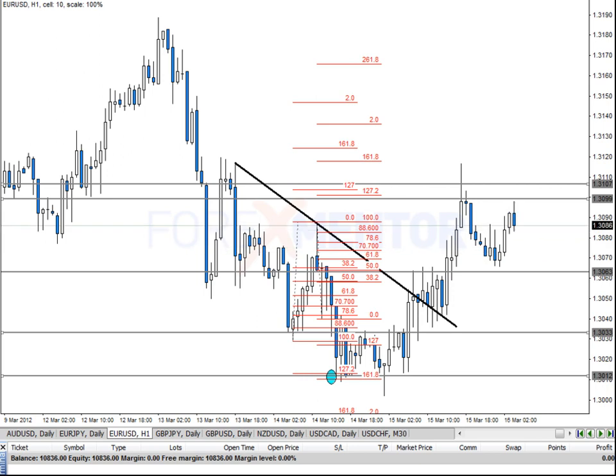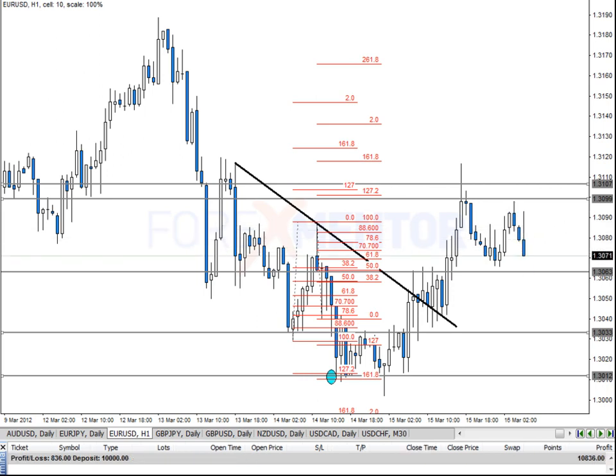Okay, you can see our price starts to come back on us here. And I'm just going to show you the trade history. You can see we made 83 pips there. Okay, so nice little trade, and we risked 26 pips.